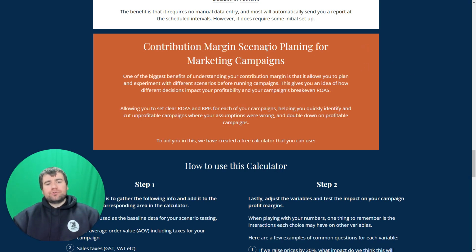The other thing you can do is scenario planning. Once you understand all your variable costs and the variable things associated with that, you can then scenario plan your marketing campaigns to see how different variables will interact with each other to see the profitability out there.